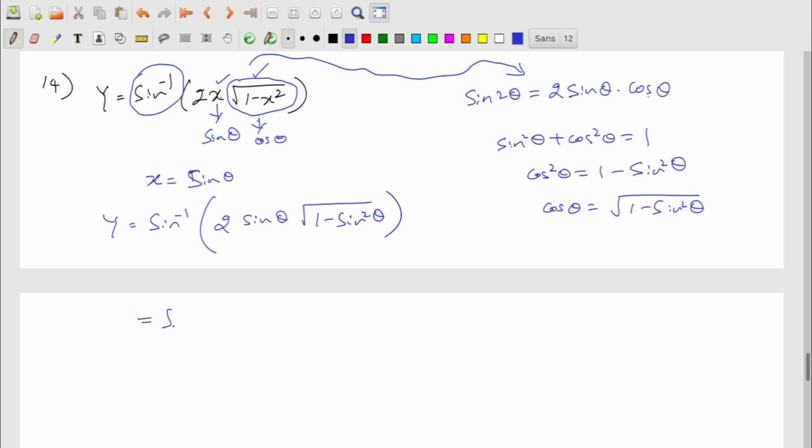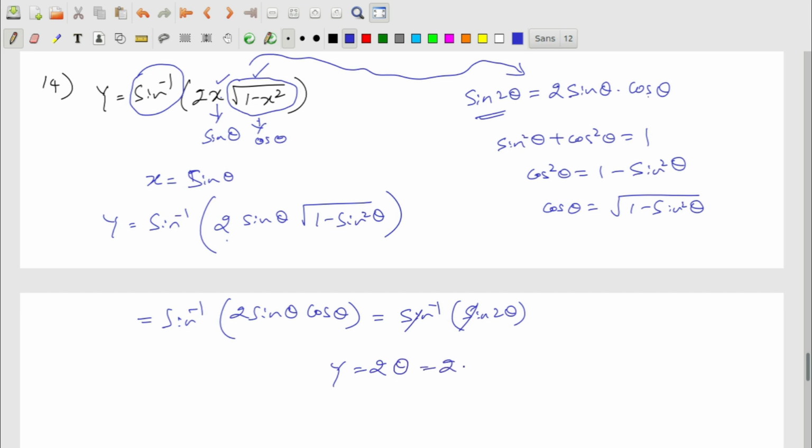Fine. Sine inverse 2 as it is, sine theta as it is, root of 1 minus sine square theta can be written as cos of theta. Again, sine inverse 2 sine theta cos theta, that is sine 2 theta, and then sine and sine will cancel out. Again we are left with just 2 times theta, and 2 as it is, theta here can be written as sine inverse x.